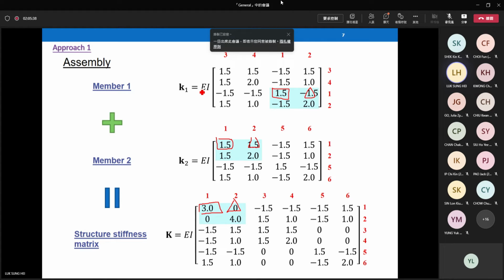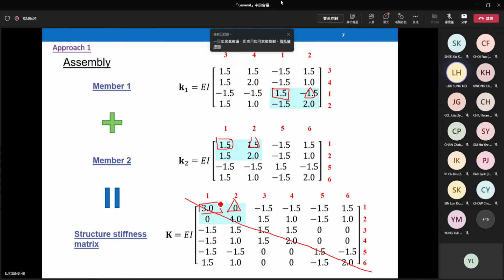There are some shortcuts, right? In topic 1, we mentioned a little bit about the shortcut. You can use the symmetrical property. Because the matrix, no matter element level or structural level, the stiffness matrix is symmetrical. They're always symmetrical with respect to this diagonal line. This is the first shortcut you may use.